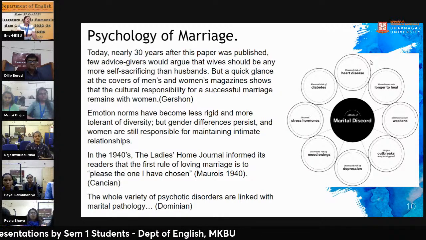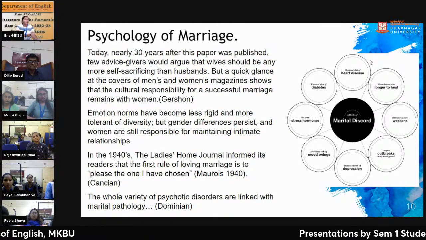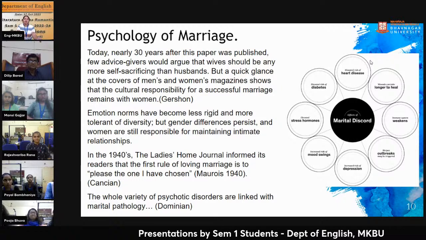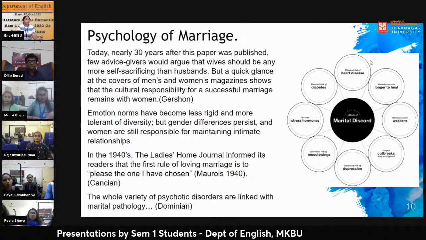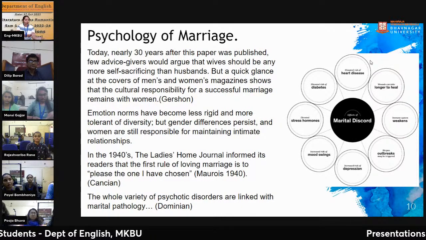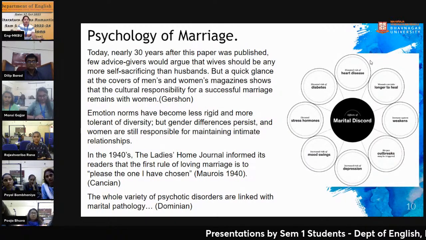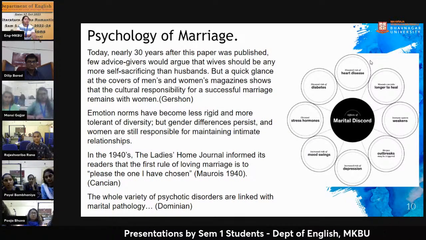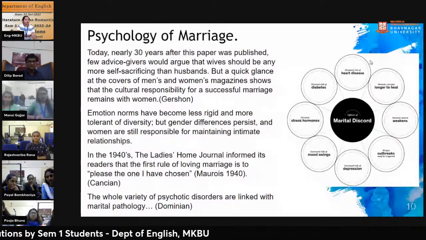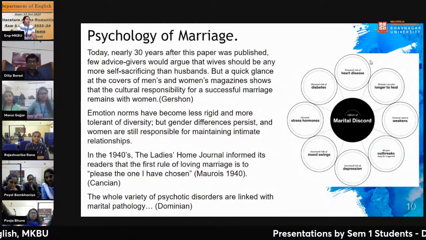It is always said that a relationship is saved by a girl or the wife. There is no role as such of a husband to save any relationship or the marriage. It is the lady who is always thought to make compromises. If I am a girl, I have to make compromises, I have to sacrifice my happiness for the happiness of other family members. Emotional norms have become less rigid and more tolerant of diversity, but the gender differences persist, and women are still responsible for maintaining intimate relationships.